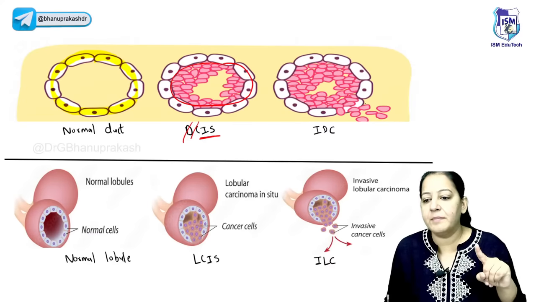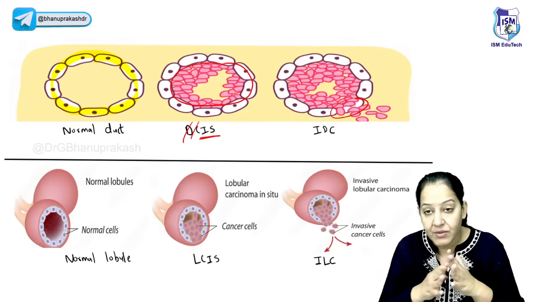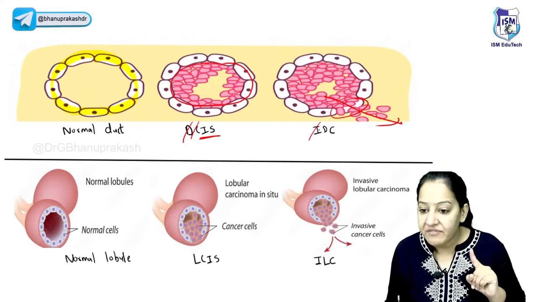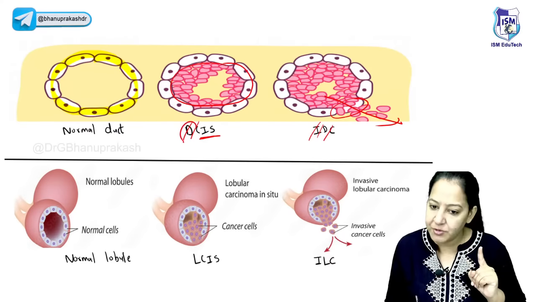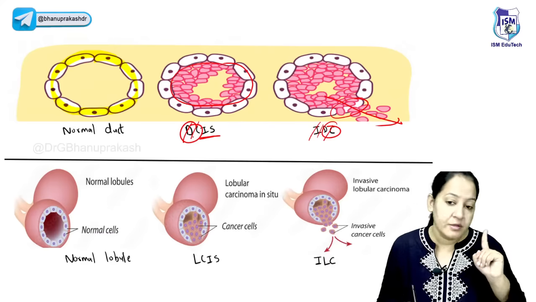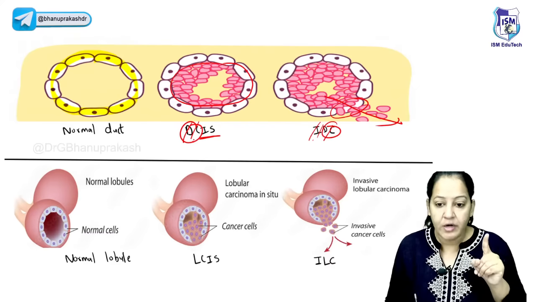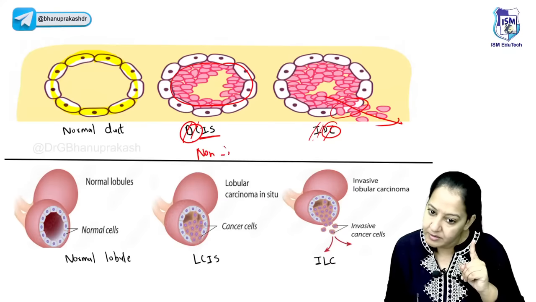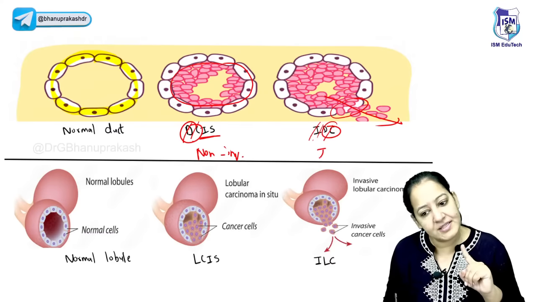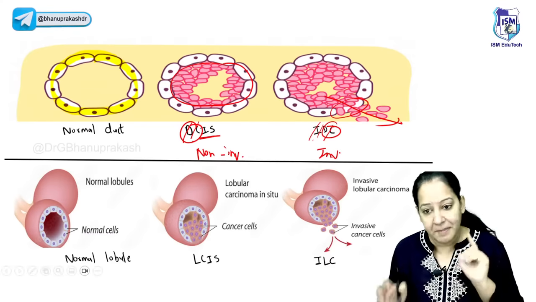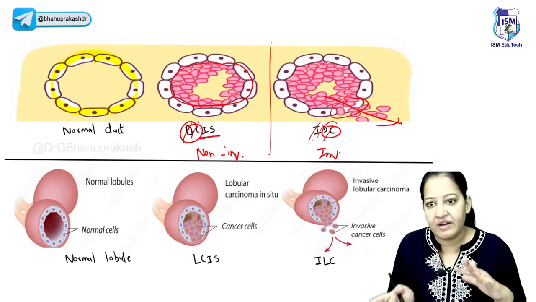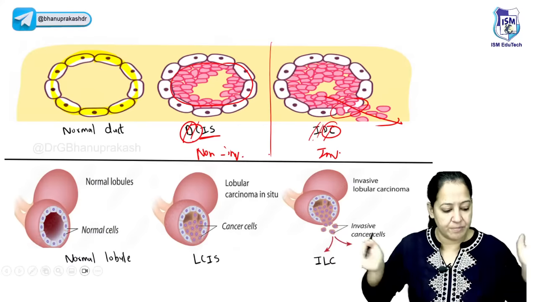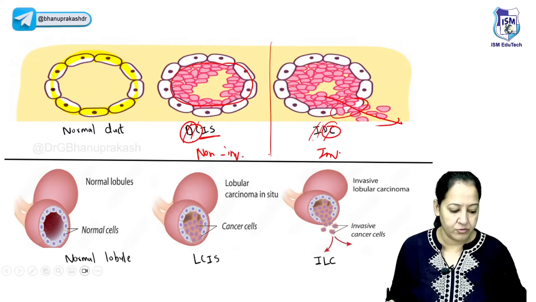Got it? In the third diagram, you can see it is penetrating out. It is rupturing the ductule and the tumor cells are coming into the background stroma. It is known as invasive ductal carcinoma. This is also ductal carcinoma, and this is also ductal carcinoma. This is non-invasive. This is invasive. By non-invasive, I mean ductal carcinoma in situ. So this is the non-invasive one, ductal carcinoma, where one duct is involved. And this is invasive ductal carcinoma, where one duct is involved. But please understand the difference between non-invasive and invasive. In non-invasive, tumor cells are confined within the ductule. And in invasive, they just rupture and come out.